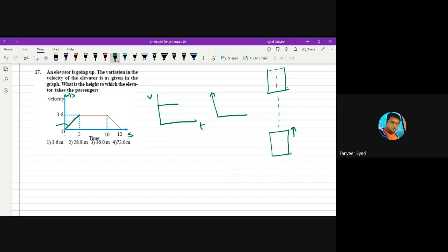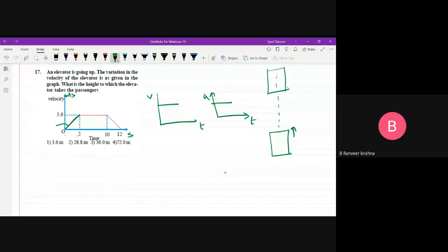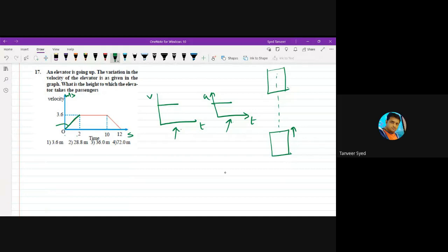If the AT graph is like this, what does it mean? Body moving with constant acceleration. This is constant acceleration, this is also constant acceleration. Then what is the difference? Sir, the first one is constant velocity, so the first one is zero acceleration. Next one is constant acceleration.